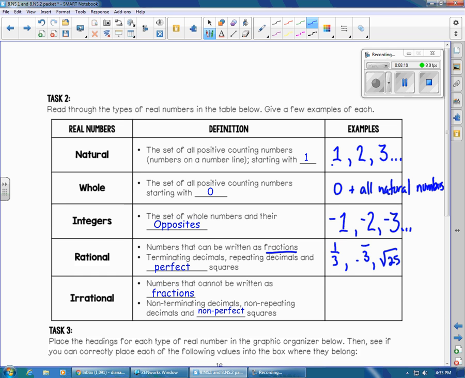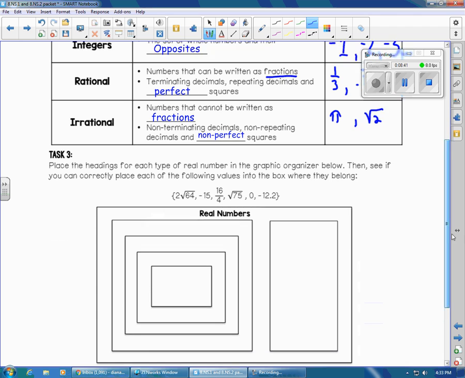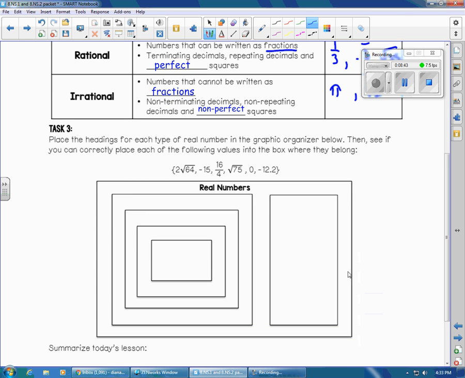Irrational numbers, numbers that cannot be written as fractions, non-terminating, non-repeating decimals, and non-perfect squares. So what are some irrational numbers? Pi and the square root of 2. Okay, so again, most specific going to less specific, all of them fall under the big box of real numbers.